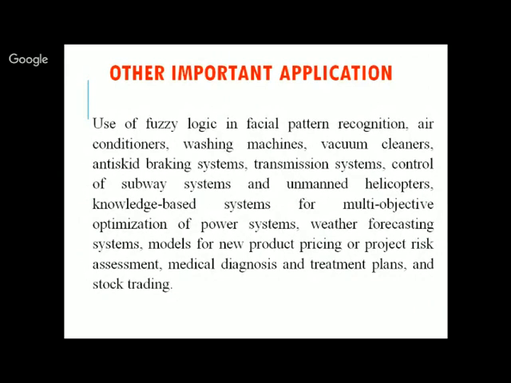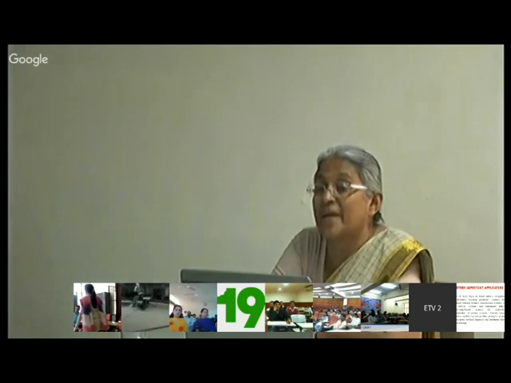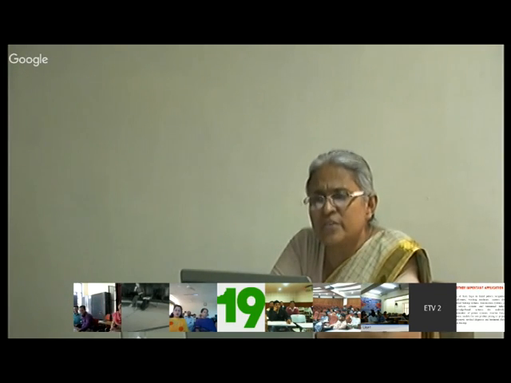These are again of a very general type. I know the group are not only electrical engineers, so: pattern recognition, air conditioners, washing machines, vacuum cleaners, anti-skid braking systems, transmission systems, control of subway systems, unmanned helicopters, knowledge-based systems for multi-objective optimization, weather forecasting, models for new product pricing, medical diagnosis, treatment plans, stock trading, so many areas where these techniques can be used. It is not that these soft computing techniques are only for computer science people. They can be utilized by electrical engineers, mathematicians, mechanical engineers, civil engineers. So it is a common tool which is very much utilized in research areas. Thank you so much. Any questions?